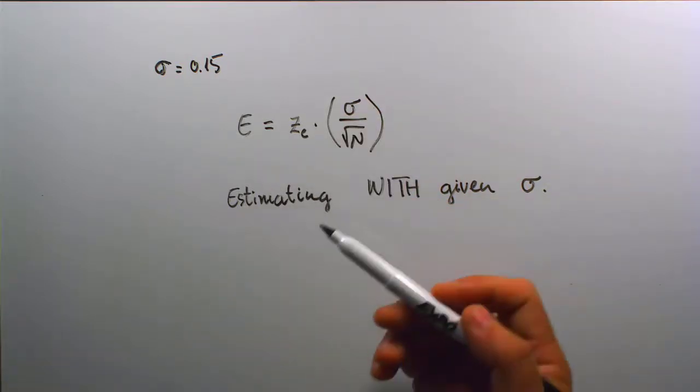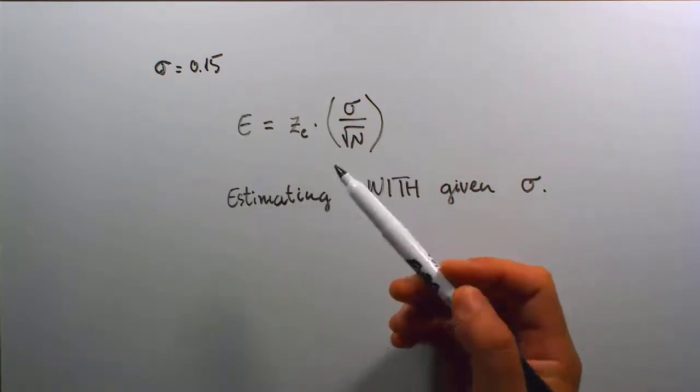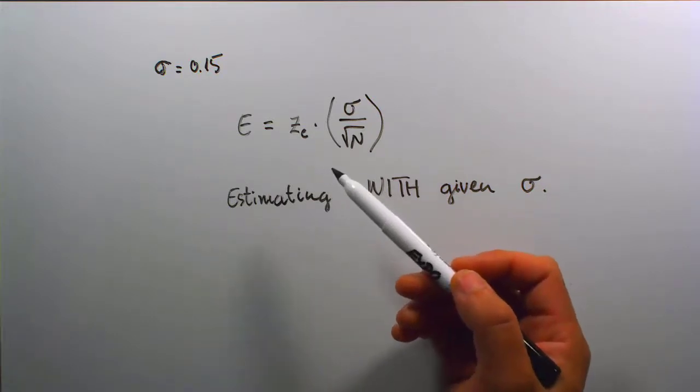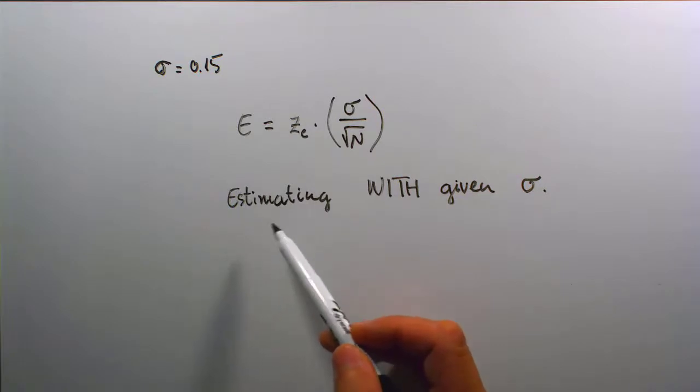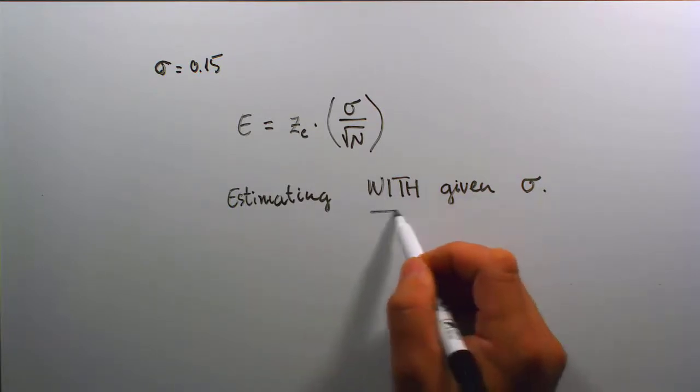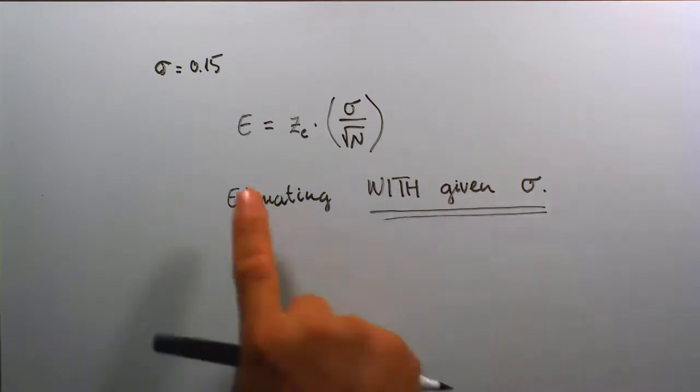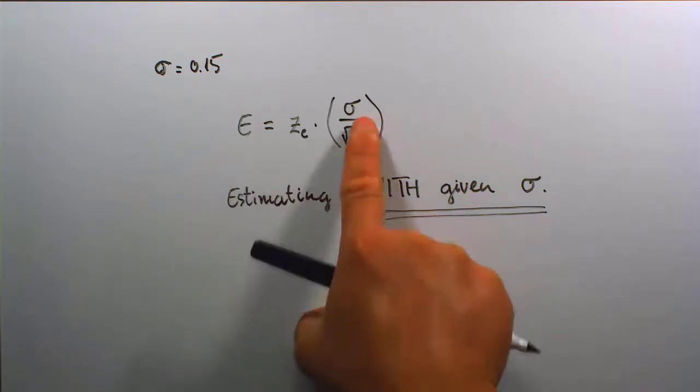And so the entire example 1 is all about finding the confidence interval to estimate population mean, but we were particularly estimating with given sigma. And in calculating margin of error, we use that sigma in our formula.